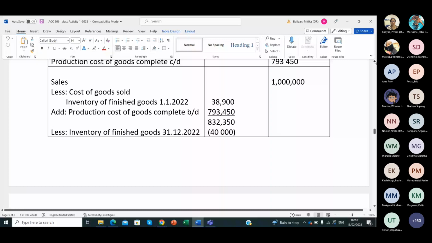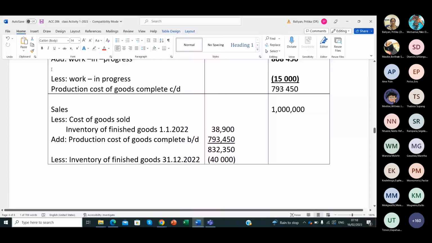Until we calculate the cost of production for the year, that is called the manufacturing account. After the manufacturing account is completed, once you get the total cost of production for the year, which for this question is 793,450, your manufacturing account is done.